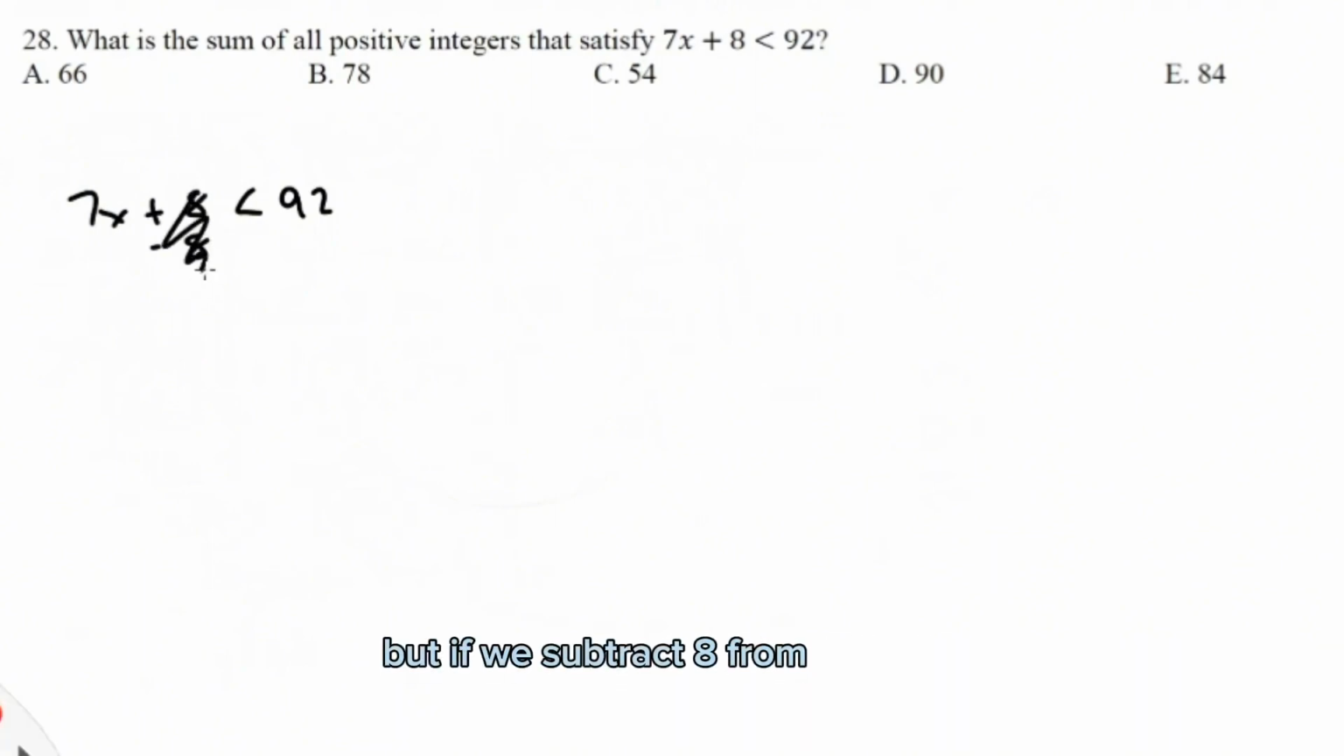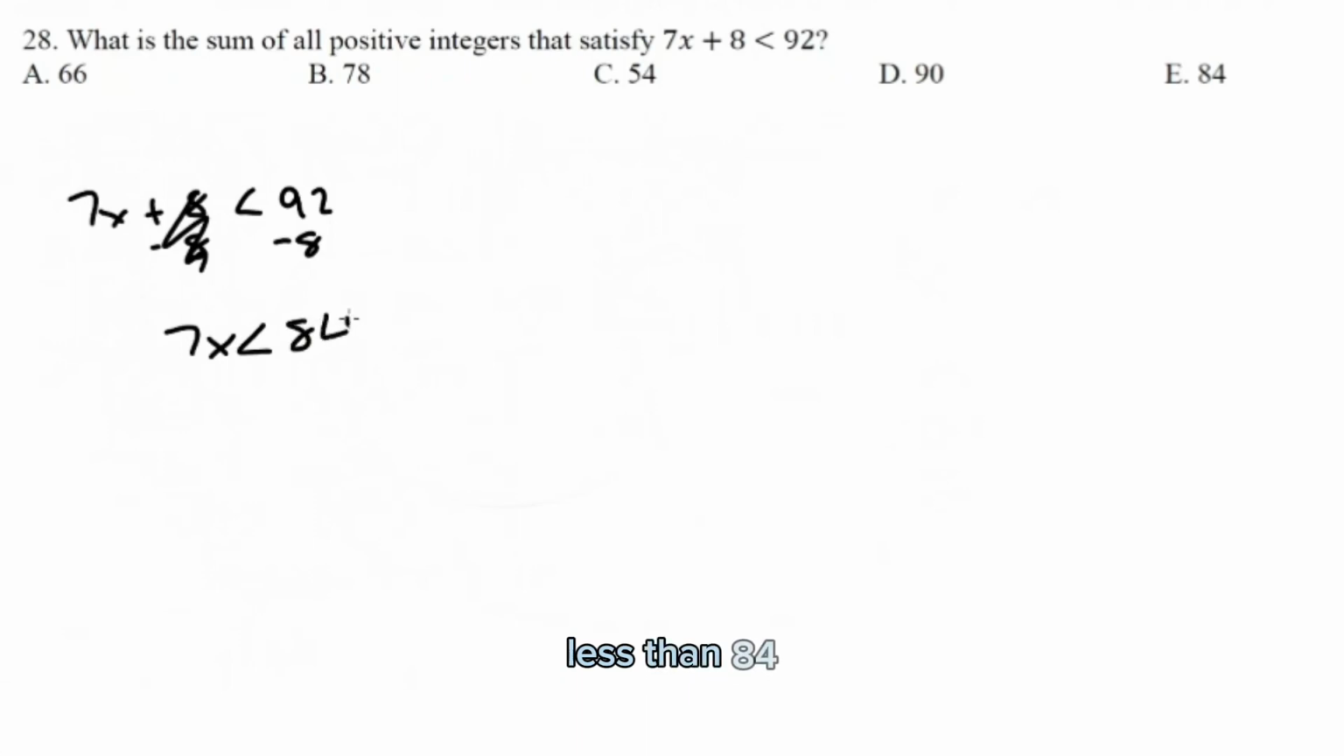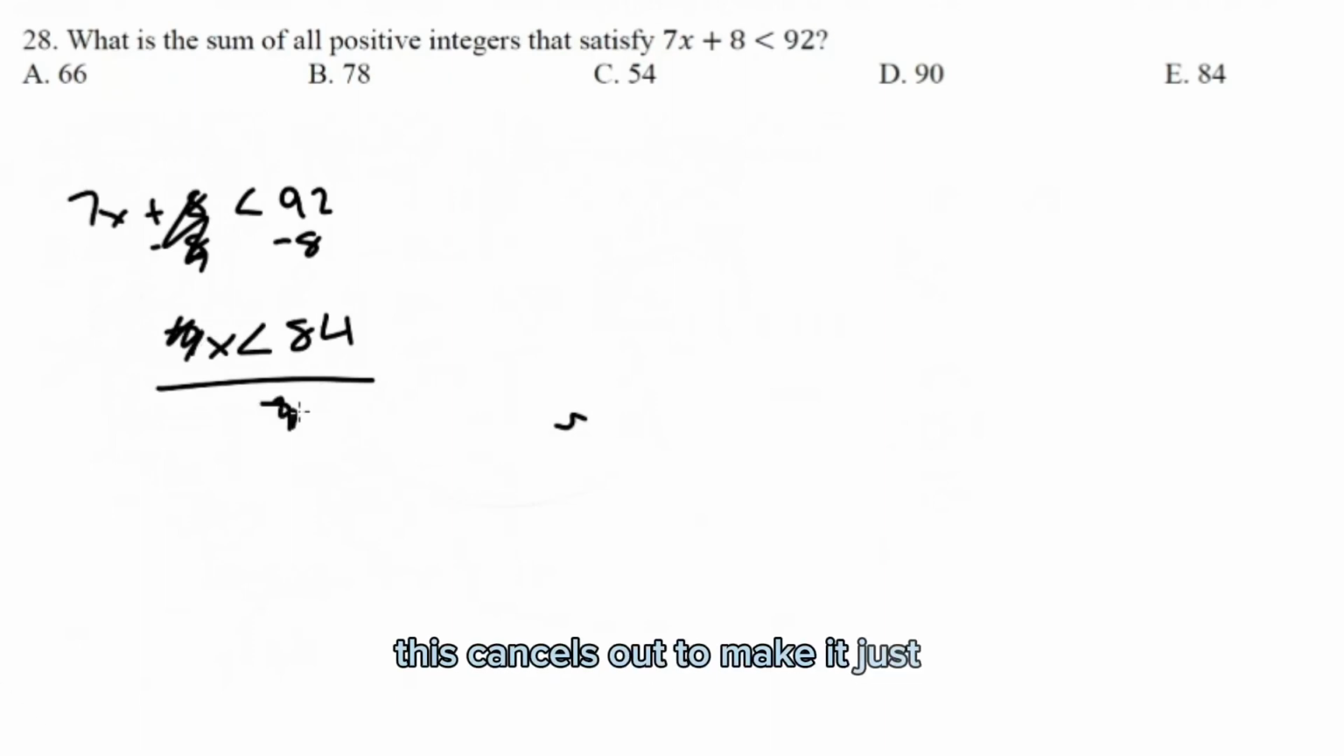But if we subtract 8 from this side, we have to subtract 8 from the other side as well. So we subtract 8 here. So this becomes 7x is less than 84. Now we have 7x right now, but we want just x by itself. So we're going to divide both sides by 7 to get rid of this coefficient. This cancels out to make it just x. And 84 divided by 7 is just 12. So x has to be less than 12.